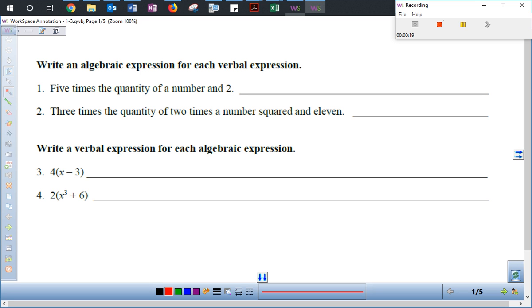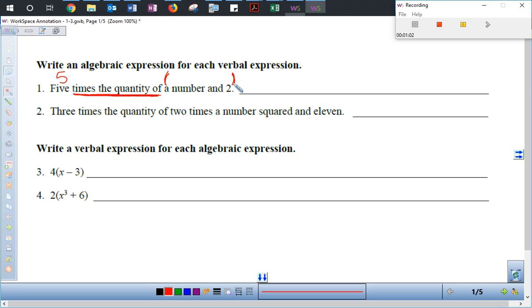Now this is a little bit different than what we've been working with in the past because of this phrase right here, times the quantity of. Whenever you see that phrase, that means we're going to have some parentheses coming into play. Before that phrase, you see the number 5, so in front of the parentheses we're just going to have the number 5. Then it says times the quantity of, so whatever comes after this phrase is going to be put into parentheses. Everything after that phrase is going to be grouped together.